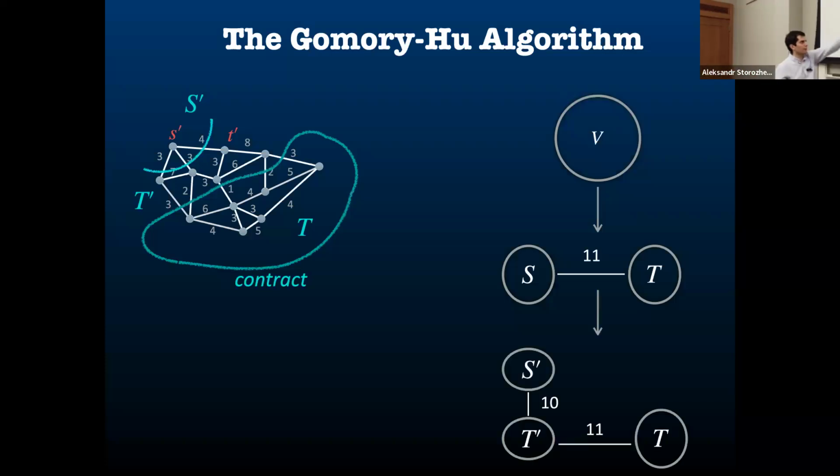Good, so they use that to refine the tree. So S gets refined to S prime and T prime. The weight is the weight of the cut, and then the T is connected in the right way. So there T ended up on the T prime side, so that's why it's connected here and not there. So you get this. That's how it works.